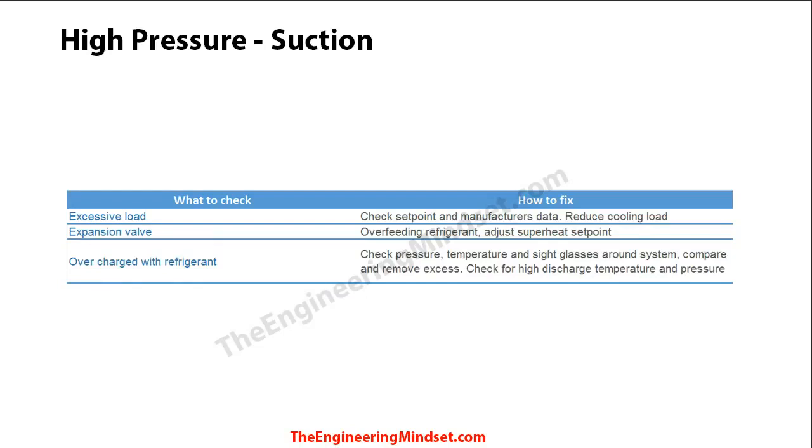Now if you've got high pressure on the suction line, then there's kind of three things that can cause this. Excessive load is probably the main one, and that is where the cooling load is just too much for the chiller to handle. So you want to reduce that if possible, or spread this over to other chillers and cooling equipment.